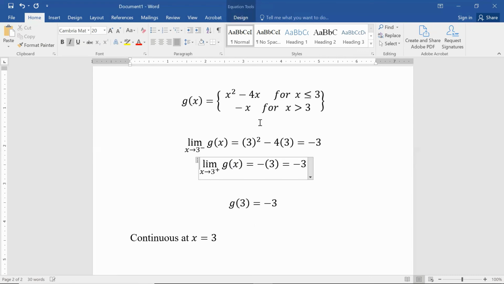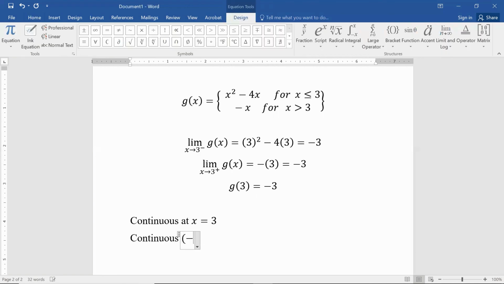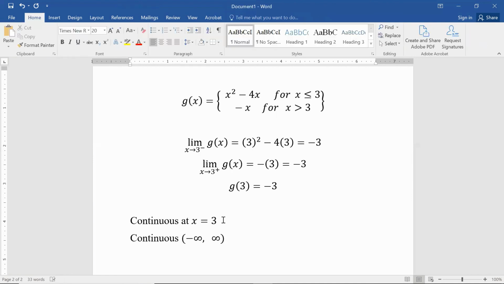Now, that was the only problem we actually foresaw. So the limit exists. The limit is equal to negative 3. And the limit is the same as what we get as our output when we plug in the number. So we're continuous at 3, but moreover, we're actually continuous on the interval from negative infinity all the way to positive infinity. Okay, so we don't have to break it up. We're continuous everywhere.